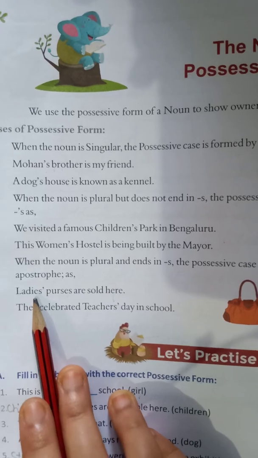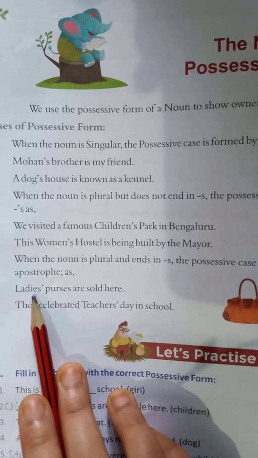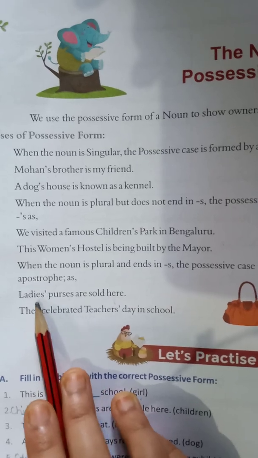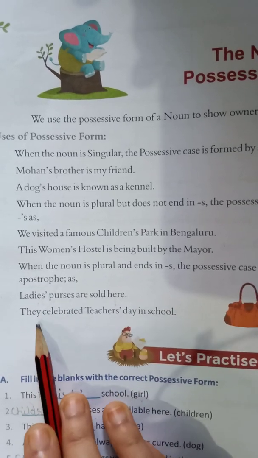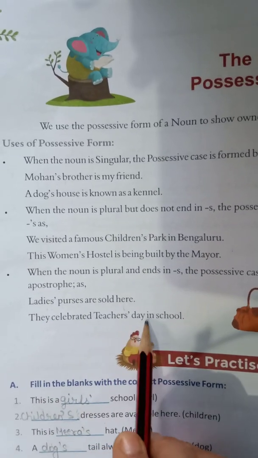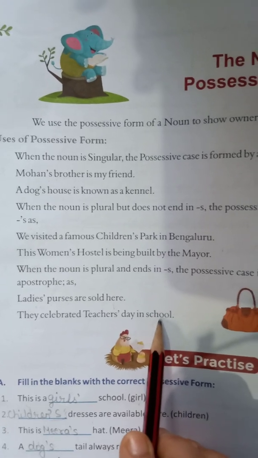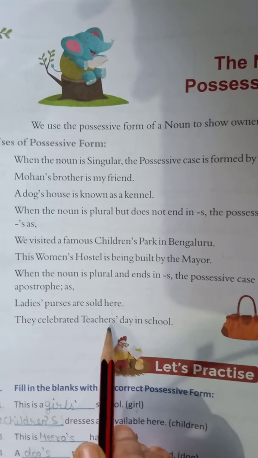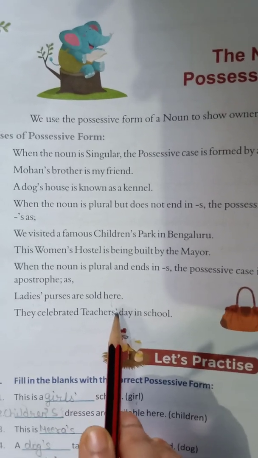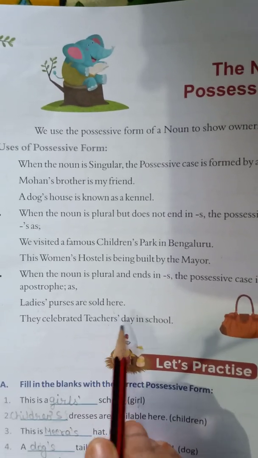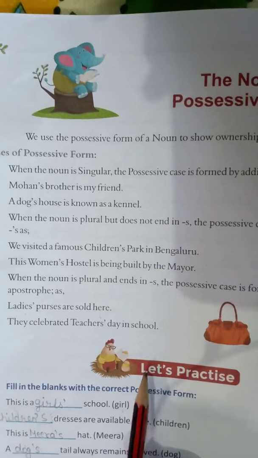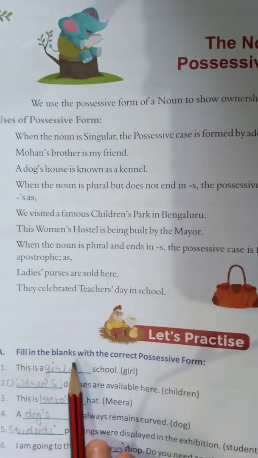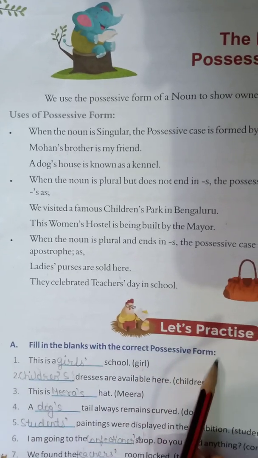In the word ladies, s is already here, so we don't add s, we use only apostrophe to make it possessive case. They celebrated Teachers' Day in school. In this word teachers, also s is here, so we use only apostrophe to make it possessive case. Let's come to our exercises. Exercise number 1. Fill in the blanks with the correct possessive form.